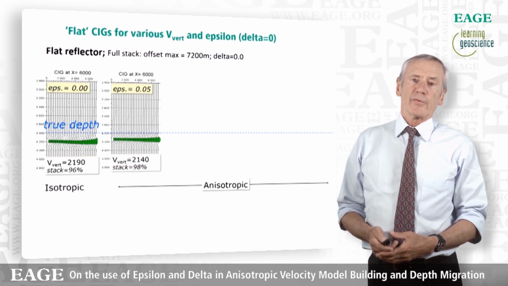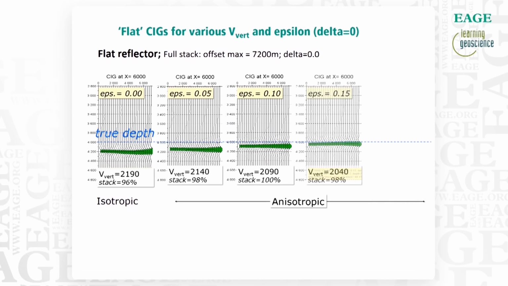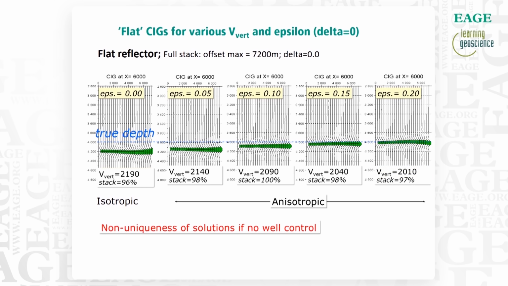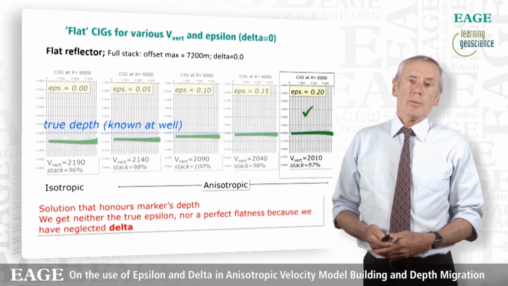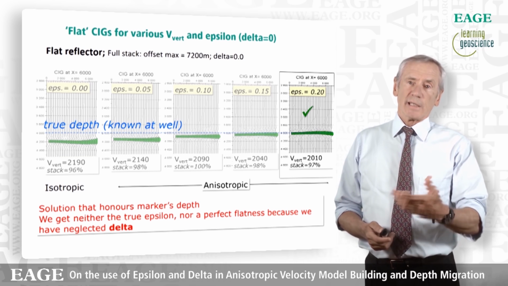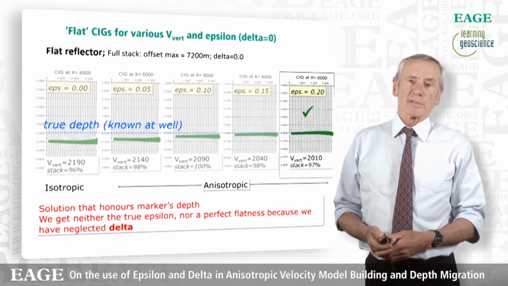But now, if I do my anisotropic scanning of epsilon, I get this result for 5%, this one for 10, this one for 15, and this one for 20. And you see that we get various results. This is what you call a non-uniqueness of the solutions if we have no well control, also sometimes called null space. But if we have well control, we can say, well, the correct result is on the right because that's the correct depth.